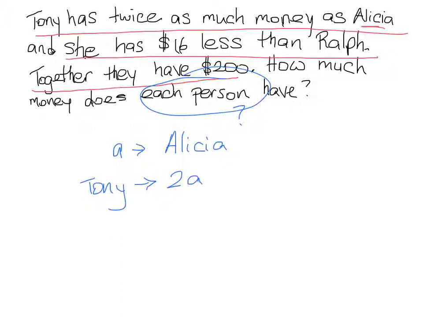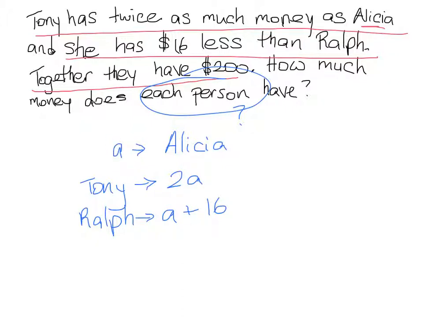All right, what else do we know? Well, we know that she, meaning Alicia, has $16 less than Ralph. So that means Ralph has more money than her, right? So how much money does Ralph have? Well, Ralph has $16 more than Alicia. So Ralph has Alicia's amount of money plus 16. And of course, we already spoke about the fact that Alicia has $A dollars.